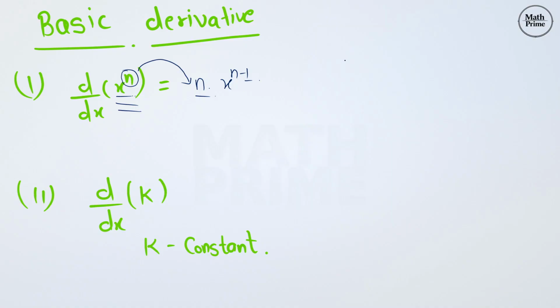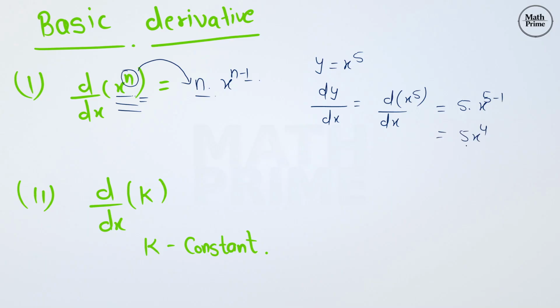Let's take x to the 5. y is equal to x raised to power 5. Then dy, the derivative of y with respect to x, is written as the derivative of x raised to power 5, and it's the same. Then 5 comes forward and x raised to power 5 minus 1 means x raised to power 4. It is the final answer.